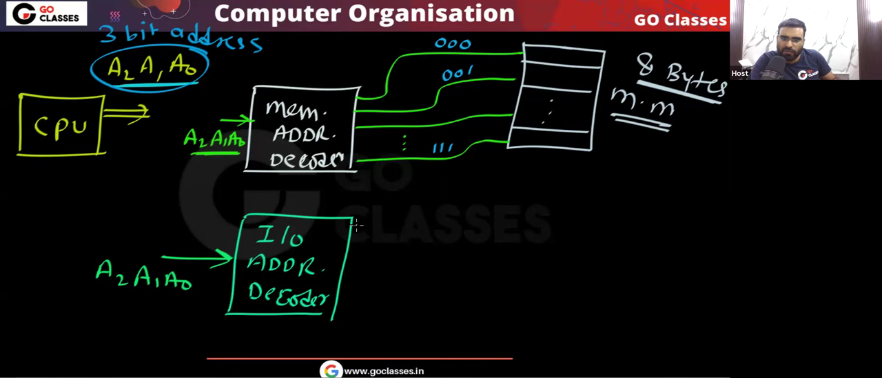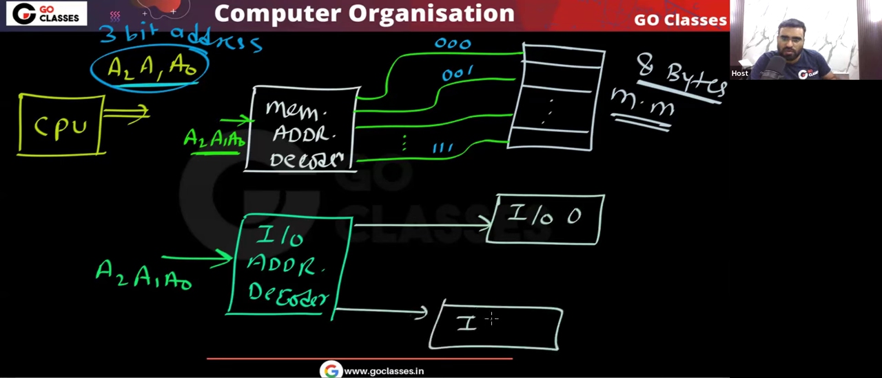Remember what you can do now. A total of 8 IO devices you can connect. For example, maybe this is IO device 0, maybe this is IO device 1, and this is IO device 7. Is this clear? Please tell me. Is this understood? So far, is this point clear?